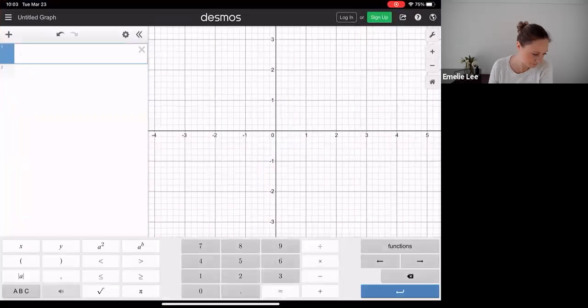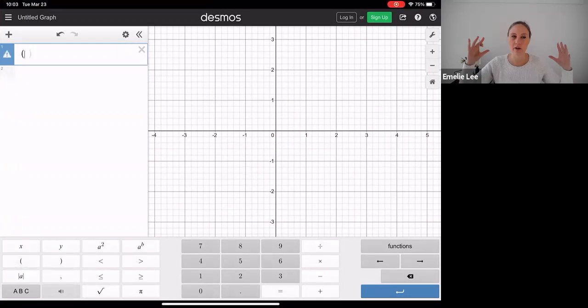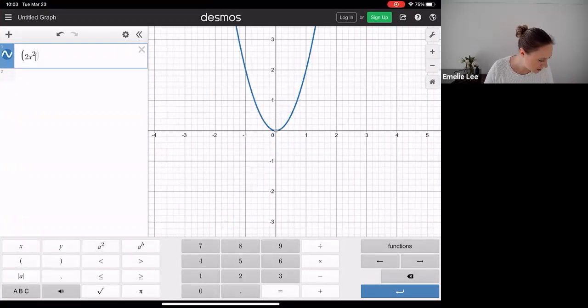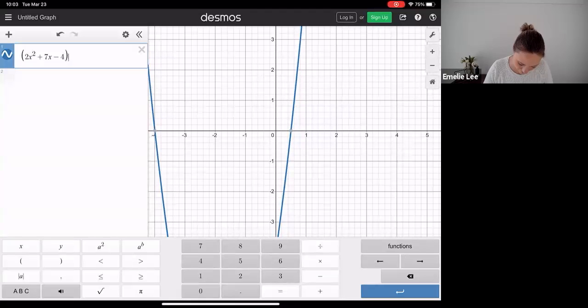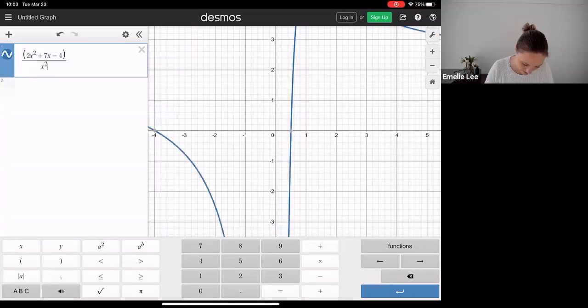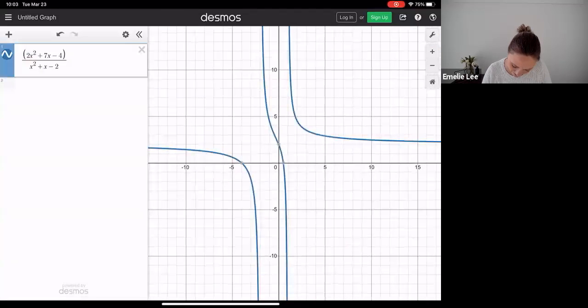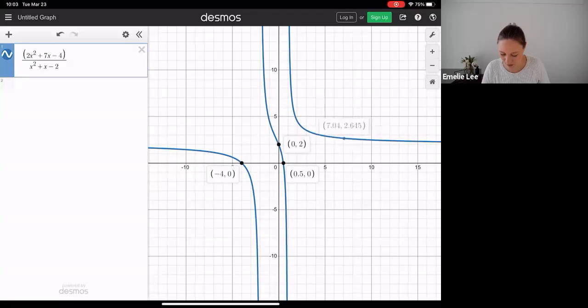Where is that Desmos? All right. I'm just going to grab our function here. Because I want it all in the numerator, I have (2x squared plus 7x minus 4) divided by (x squared plus x minus 2). Okay. Hey, look at us go. This looks a lot like what we did, right? We're crossing it at all the right points, and we even figured out the behavior of this little guy, right? Because it's heading towards positive infinity around 1.